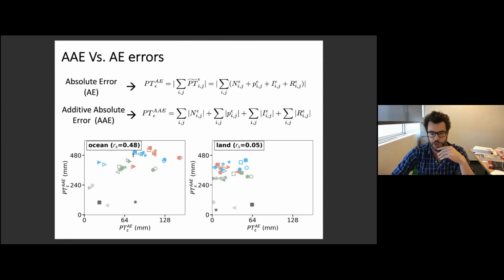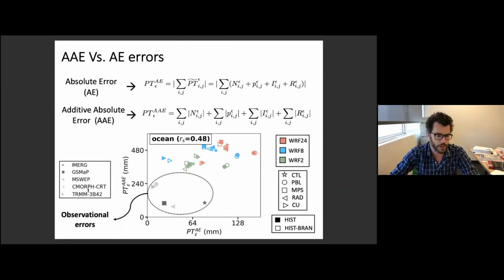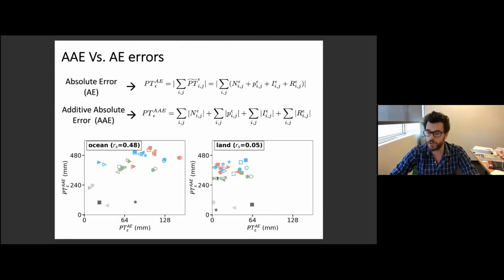You can do that for ocean, as I was showing before, and of course you can do that also for land grid points. In fact, for land grid points, this sensitivity is completely different. But again, what we obtain as before is that using the absolute error, most models are within the observational uncertainty, but using the additive absolute errors, with the exception of the TRIM, the triangle towards the right is the TRIM dataset. With the exception of the TRIM, all models are way above the observational uncertainty.